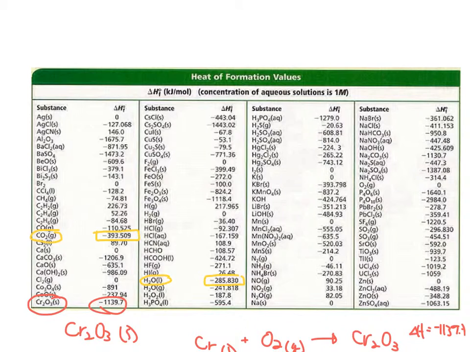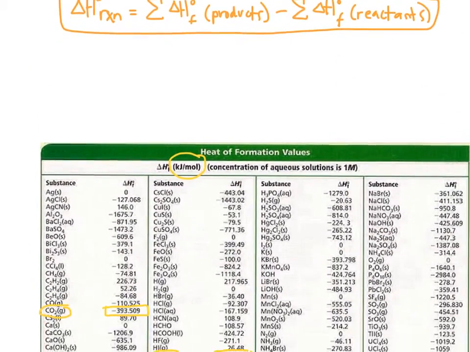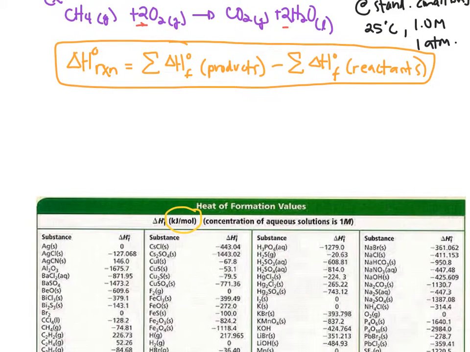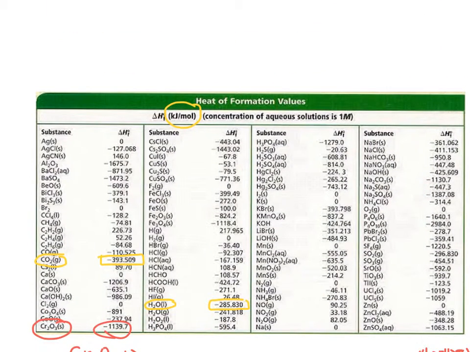And it's negative 285.830, and remember here are the units, kilojoules per mole. So we're going to go up here and plug those numbers in. We're going to take the sum of our products. So CO2 was negative 393.509.